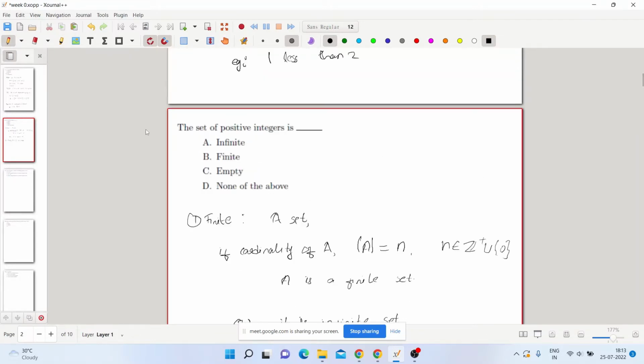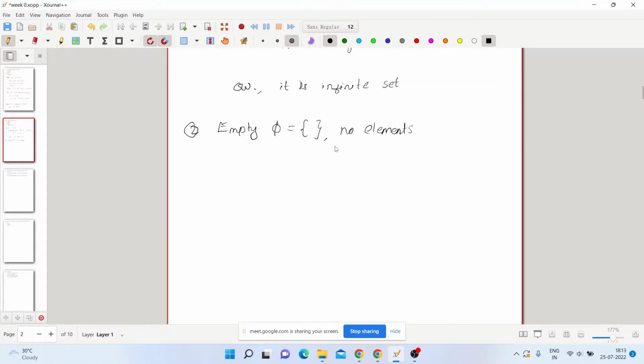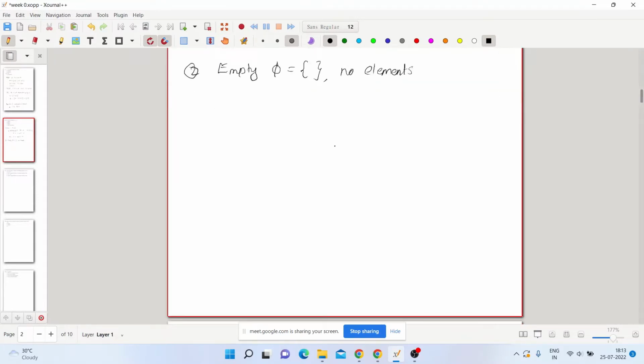So, we need to check whether the positive integers are infinite, finite or empty. Let us see what positive integers are. Positive integers we usually denote by Z plus. Z plus equals the set of all 1, 2, 3, etc. Clearly, it is not finite because it keeps going to infinity. The cardinality is not finite, and also it is not empty. So many elements are inside this Z plus. So we can say Z plus is an infinite set.